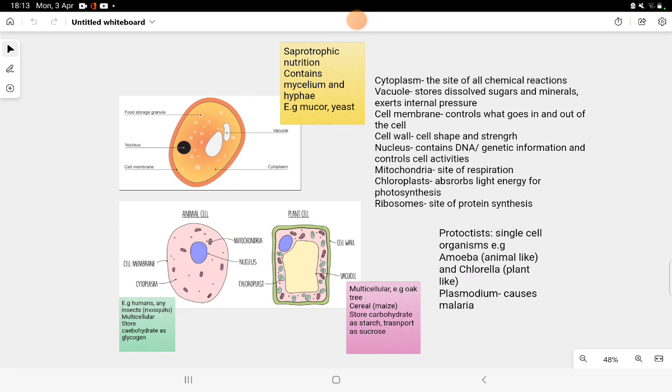So for the exam you don't need to know how to draw protoctists because they vary between different cells, but you just need to know a few pieces of information about them. And in the next video we'll be looking at prokaryotic organisms, so stay tuned.